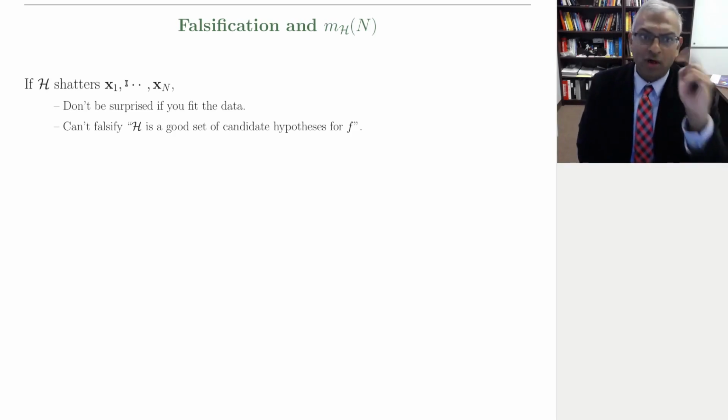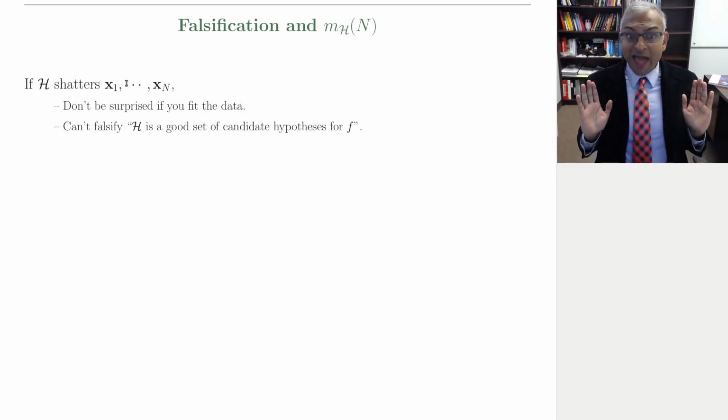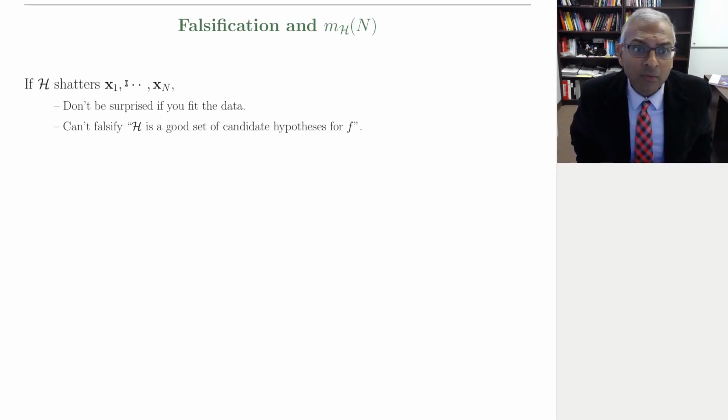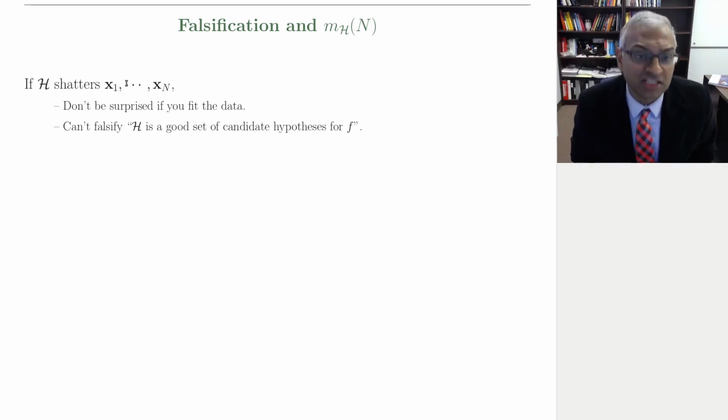But if your hypothesis set shatters the data, now here's a little exercise for you to prove. No matter what y values you put there, you can get in-sample error 0. So don't be surprised if you fit the data when your hypothesis set is complex enough to shatter the data. Don't be surprised. And if it's not surprising at all, then it's not significant at all.